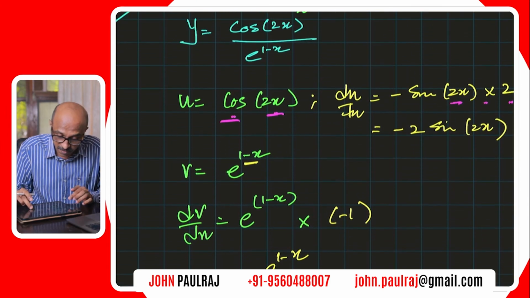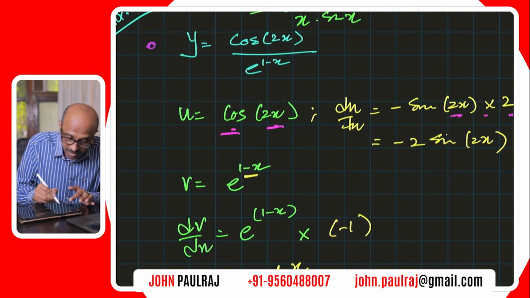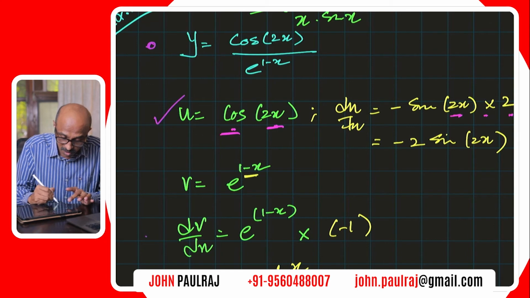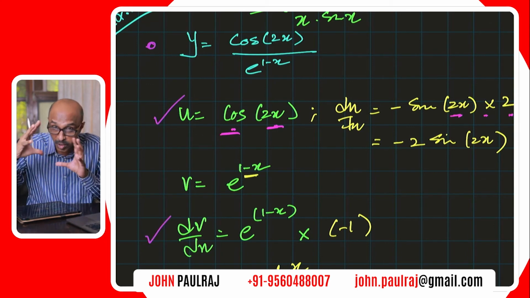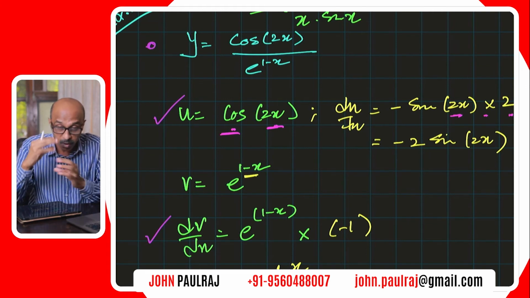Now, this is just the derivative of the numerator and the denominator. Remember, the original question was y is equal to cos of 2x divided by e to the power of 1 minus x. We found the derivative of the numerator. We found the derivative of the denominator. Now we have to use the quotient rule because that was the original function. The original function was a quotient of composite functions.